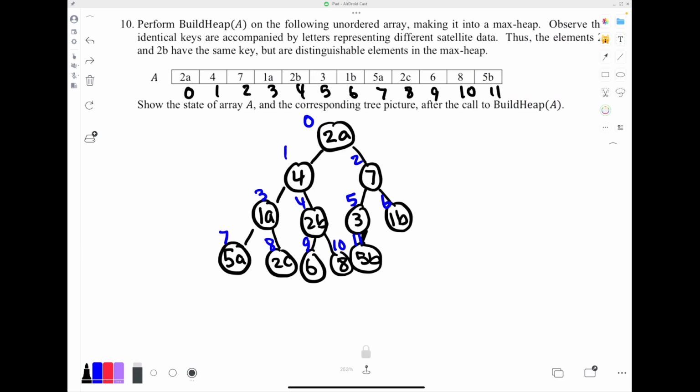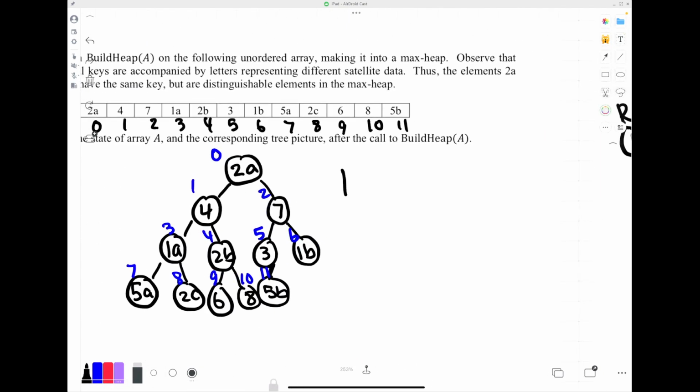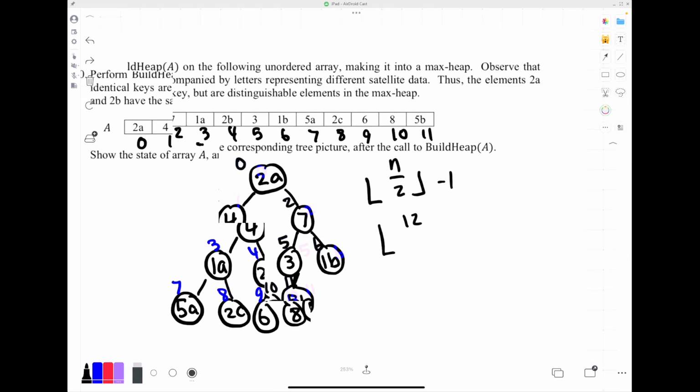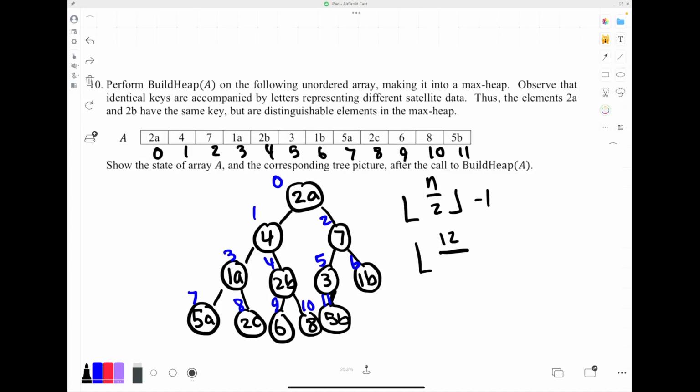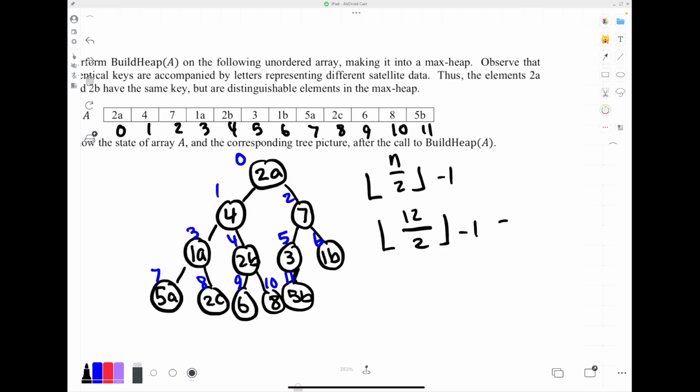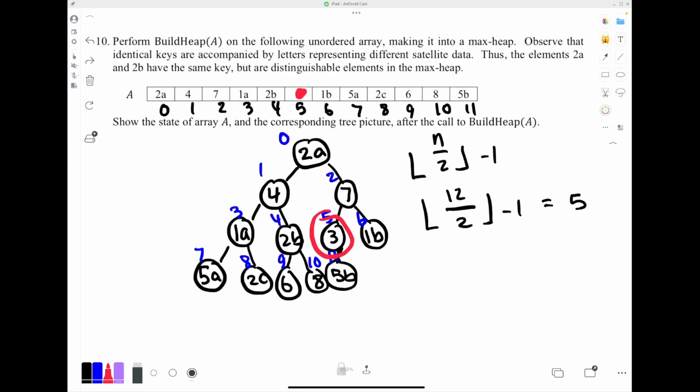So we're going to use the last non-leaf node formula, which is the floor of n over 2, subtract 1, which is 12, because there are 12 values, over 2, subtract 1, so it's 6 subtract 1, which is equal to 5. So we will start at this one, at 3, index 5. So index 5 right here, we're going to look at its children.